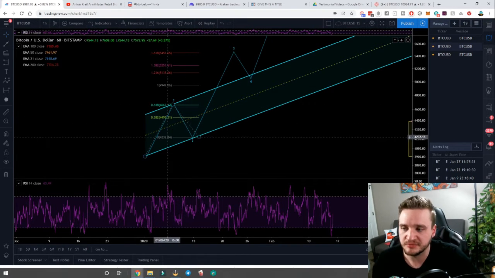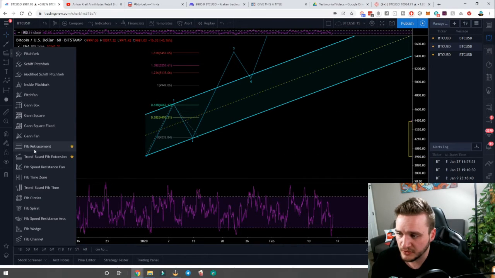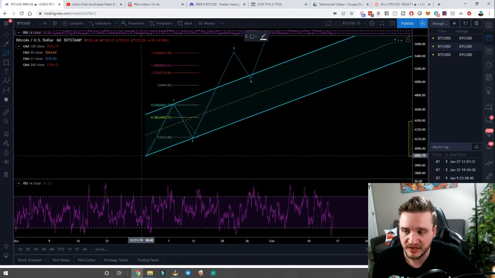And then here is our setup where we look for a fib retracement from low to high. We've already counted the five waves in this. We have a good idea of where it's at.